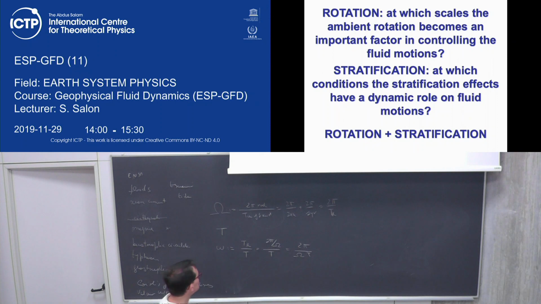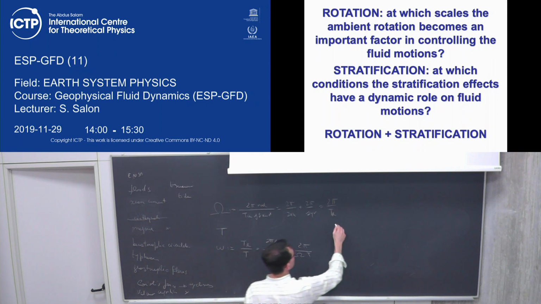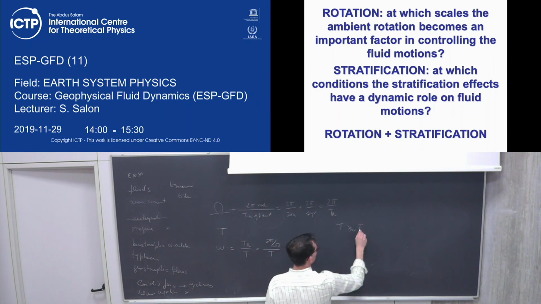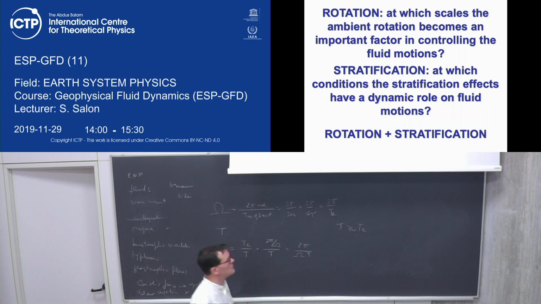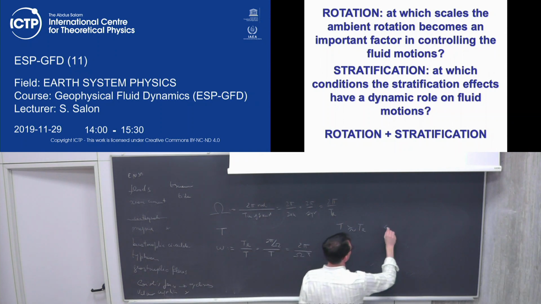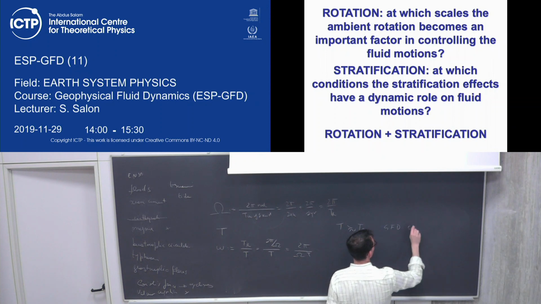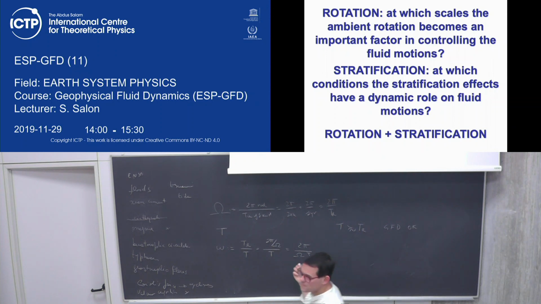So for sure we can say that when T is larger or at least of the same order of TR, we have that the phenomenon is exactly a GFD phenomenon. So it's a GFD. I didn't understand why T is greater than TR. I'm not saying why; I'm just having a sort of intuitive approach.